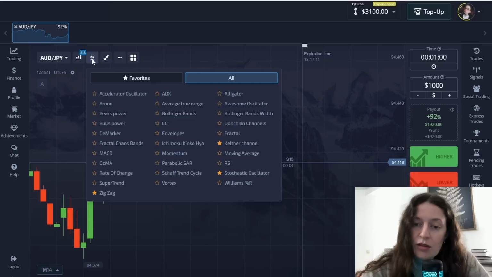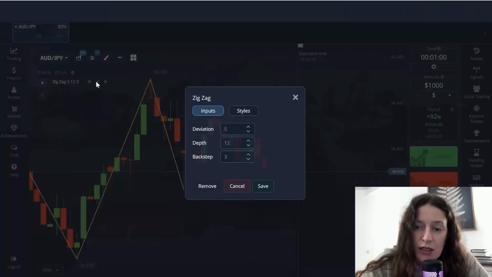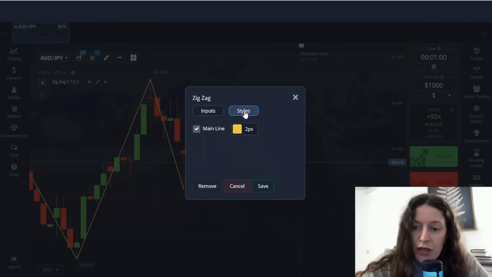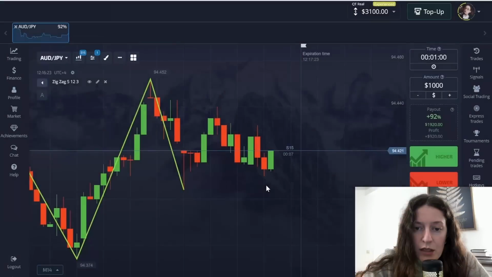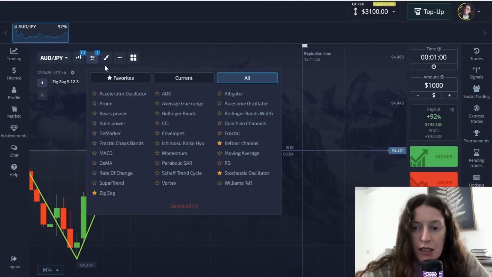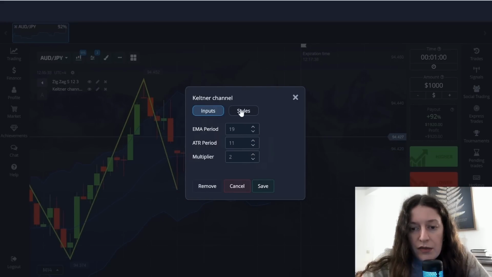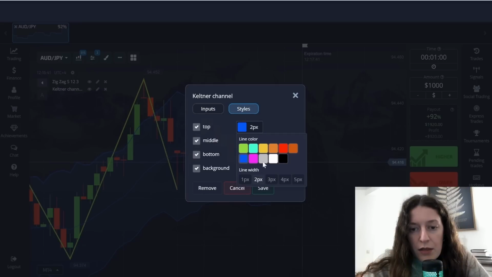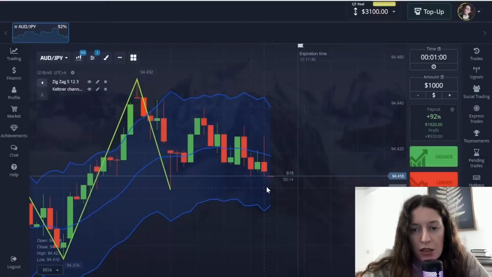It's a great time to start setting indicators. I start by installing the Zig Zag indicator. I don't change periods and leave them as they are. Let's thicken the lines to 3x. The second indicator is the Keltner channel, which is very good and very effective. I change periods to 19, 11 and 2. As for the colors, let's leave them the same. Just thicken the lines.